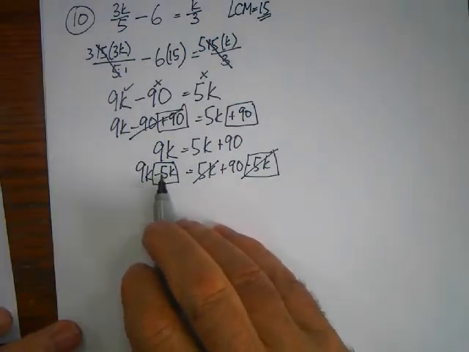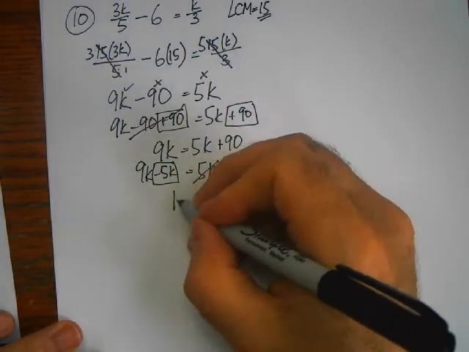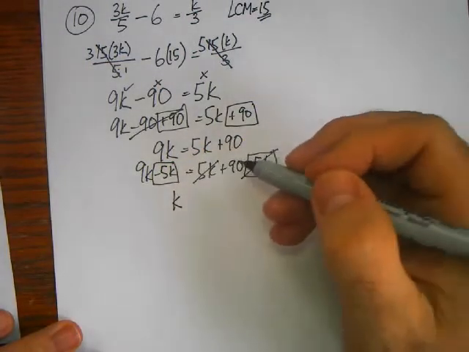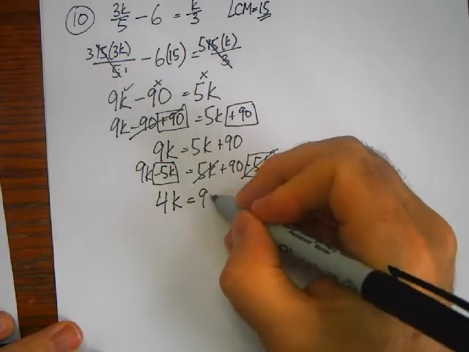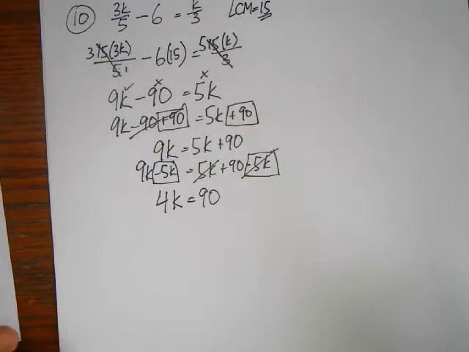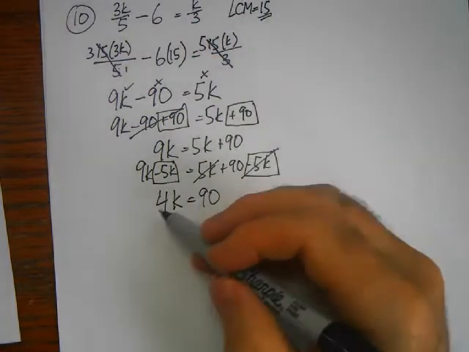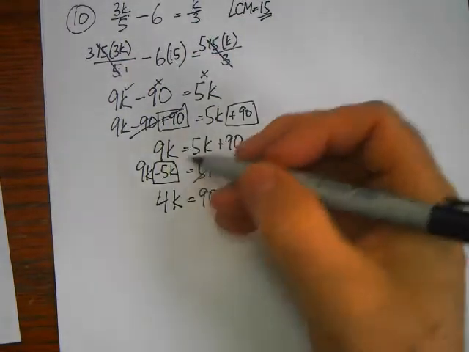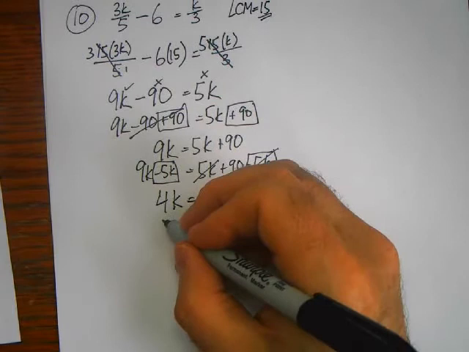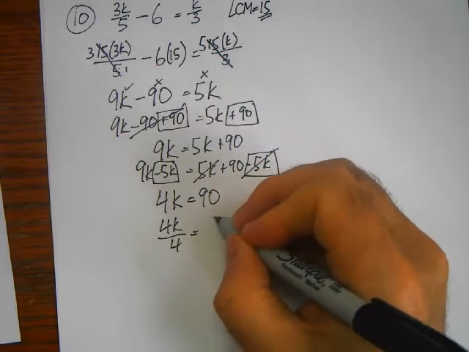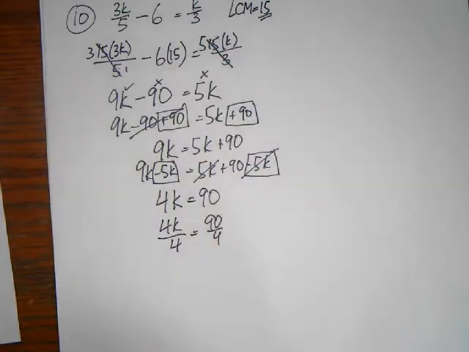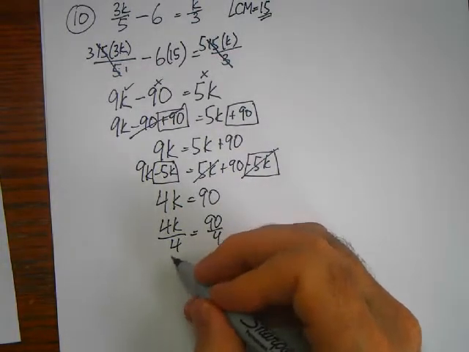9k minus 5k, well, it's going to be a k, but it's 9 minus 5 of them, so that's 4k is equal to 90. And now we're down to the last step where we get a multiple of the variable equals a number. To get just the variable, we divide by whatever that number in front is, which is 4. Divide both sides by 4. Those cancel out.